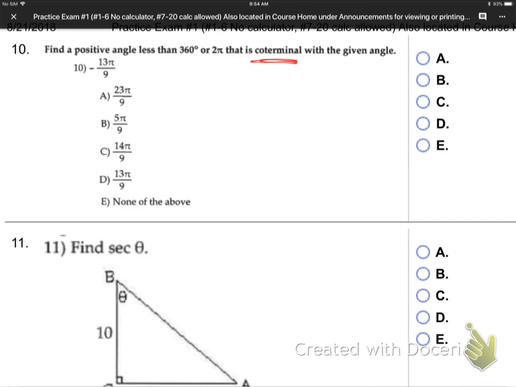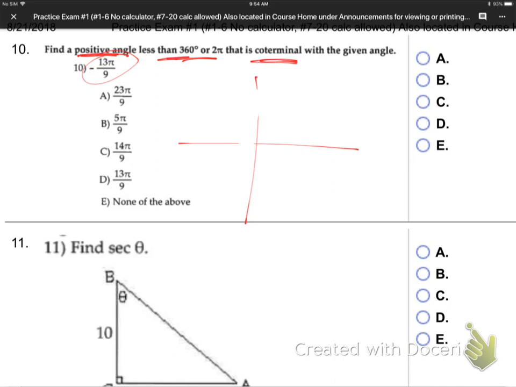Yeah, co and terminal ends, so it ends with it. So it ends in the same place, in other words. So basically they're saying, what angle is really the same angle, ending in the same place as this one? Said more simply, find a positive angle that's the same angle. That's basically what they're saying.